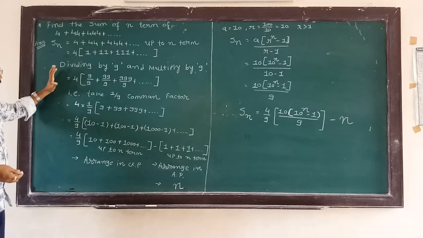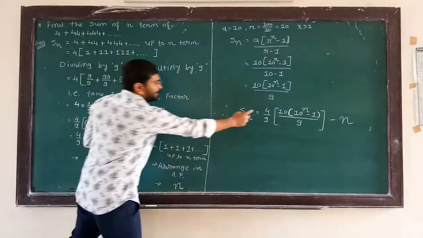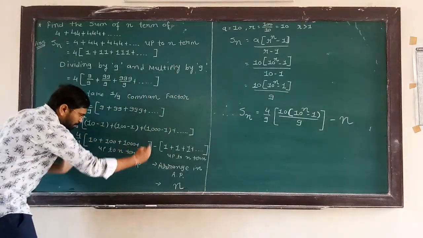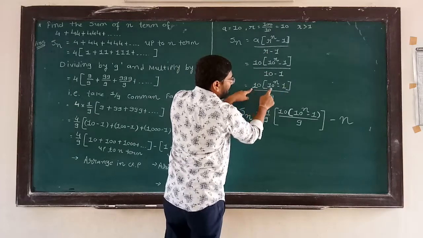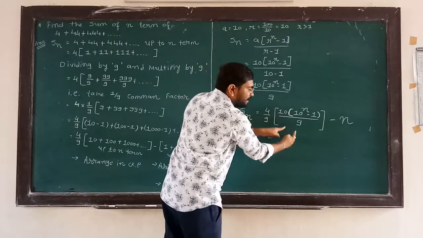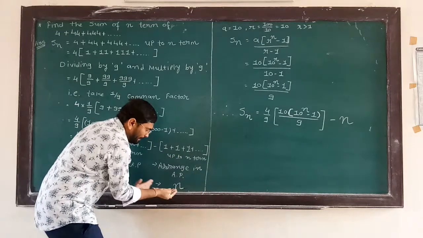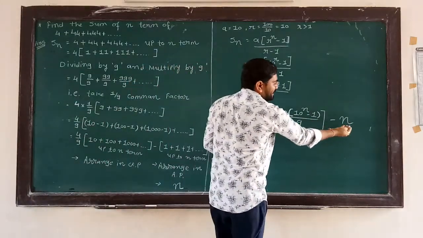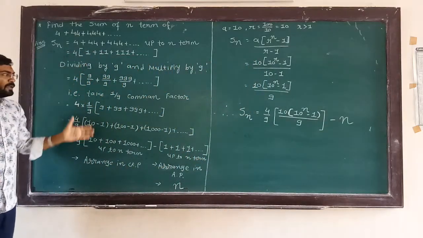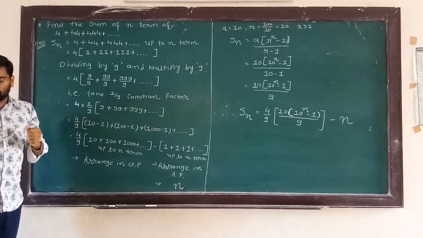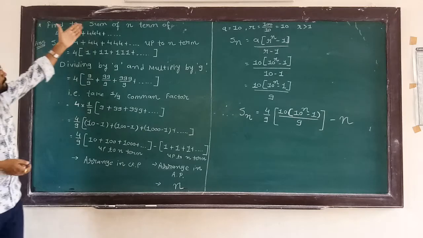So in so many steps, the first step, 4 by 9, I have written here. Second, this part of the calculation is the GP, and its answer is 10 power n minus 1 upon 9. Third, this arithmetic progression AP, its answer is n, here with a minus sign. See, students, the sum is done step by step and we get the answer of the sum of n terms.